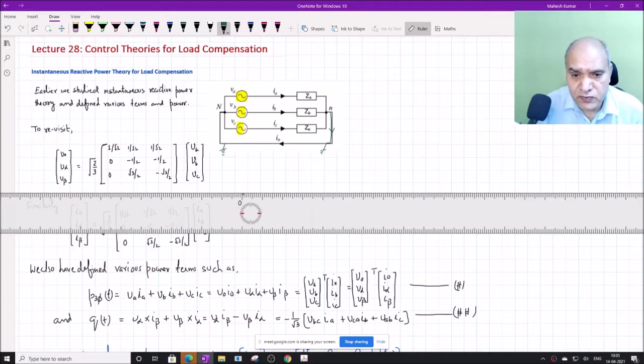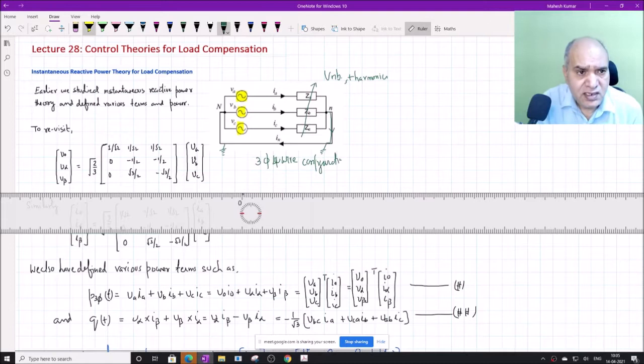So this is a three-phase, four-wire system, and in this system we want to compensate the load which is given here. This load could be unbalanced, it could have harmonics, and it could be in a three-phase, three-wire or three-phase, four-wire configuration. Now we will start with the first concept, called instantaneous reactive power theory. I discussed this in the three-phase system discussion, when we were trying to understand the behavior of three-phase systems for unbalanced conditions and unbalanced with harmonics, and so on. At that time we developed the theory for load compensation based on the instantaneous reactive power theory.